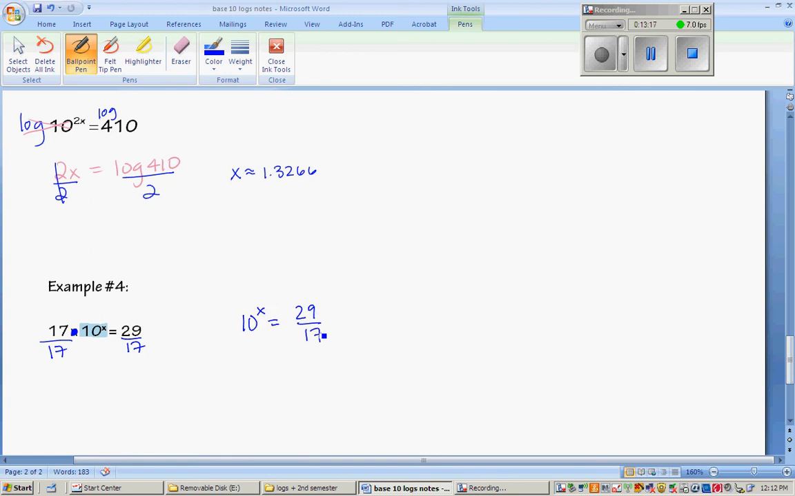It's a gross fraction, but nobody cares. Leave it alone. Same rules apply. We want to undo this 10. We want to get this x free from being in the exponent position. So we're going to take the log of both sides. And when we do that, we just get that x is going to equal the log of whatever 29 divided by 17 is. And there we are with our answer.